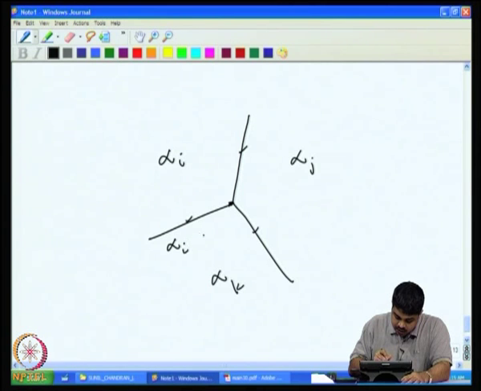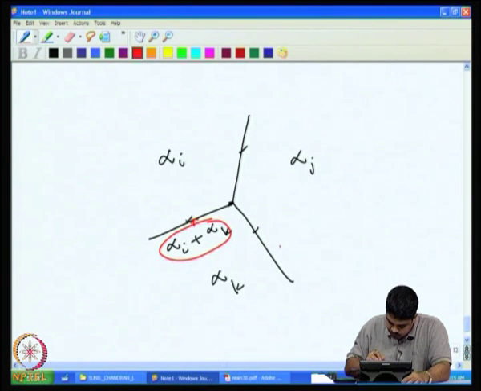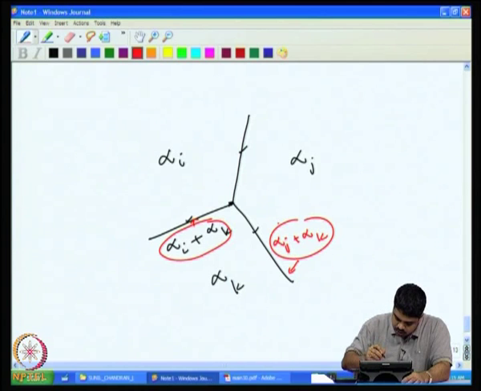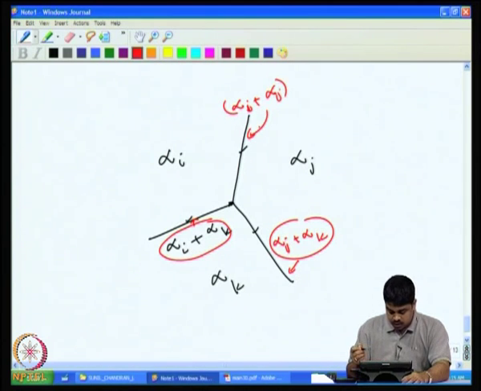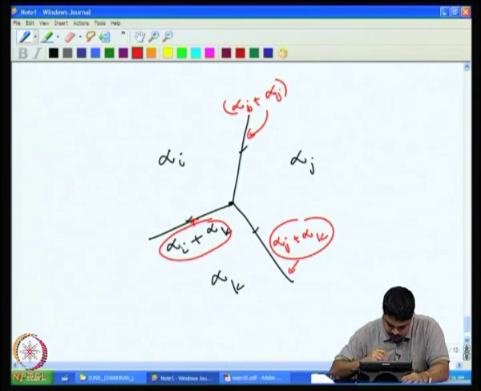This is alpha i plus alpha k. This is the color which this edge will get, and the color here is alpha j plus alpha k, right, and here it is alpha i plus alpha j. So, now you can easily see that these are all different colors, because is it possible that alpha i plus alpha k is the same as alpha i plus alpha j?